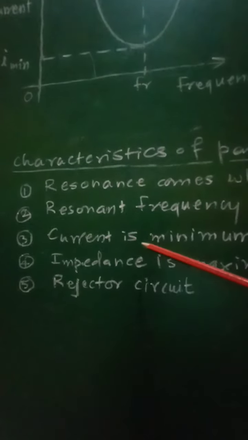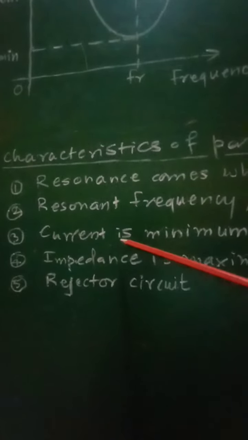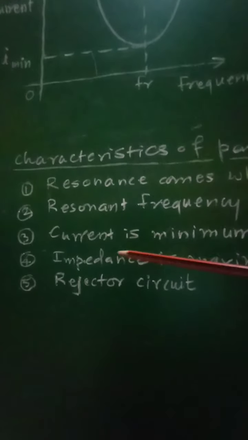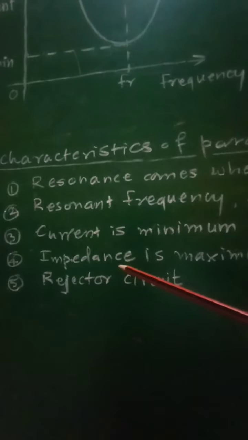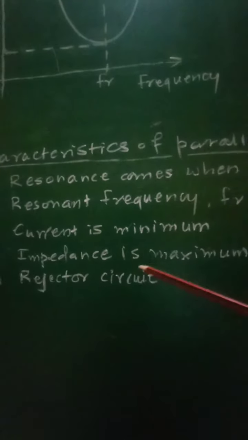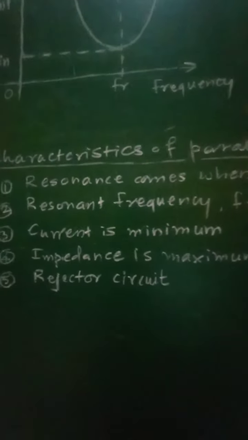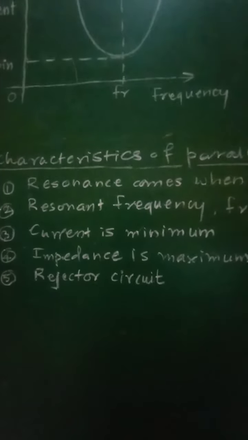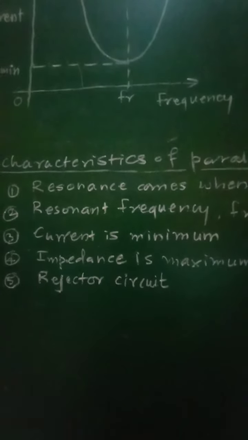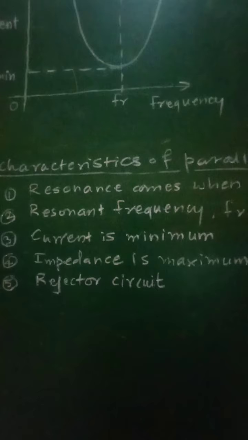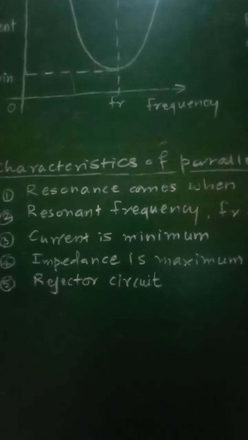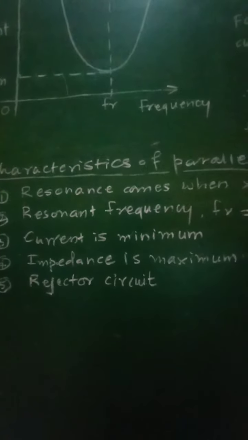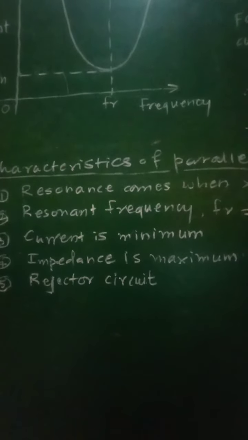Then third characteristic is, in case of parallel resonance circuit, current is minimum. Fourth characteristic, in case of parallel resonance circuit, impedance of that circuit is maximum. And the fifth characteristic is, when alternating current of different frequencies are sent through parallel resonant circuit, it will offer a very high impedance to the current at the resonant frequency Fr.